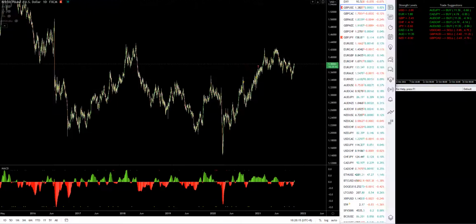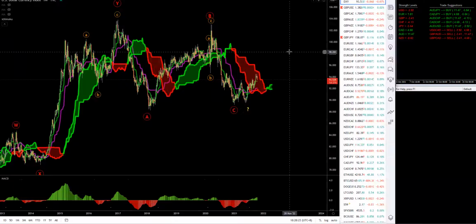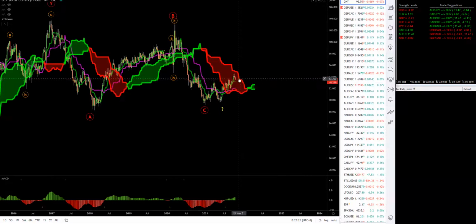Okay, let's look at one last one. Let's look at the DEX. Now, DEX is very interesting. DEX has really made its move up to this level. We have the Ichimoku cloud here, which shows that this is the thickest part of the cloud. So it's going to struggle right here. But what you want is for the DEX to get stronger.